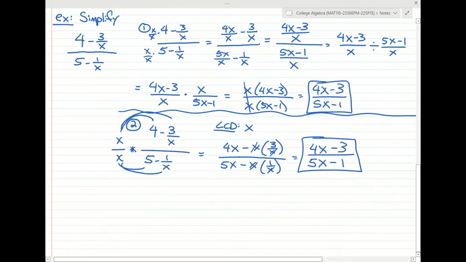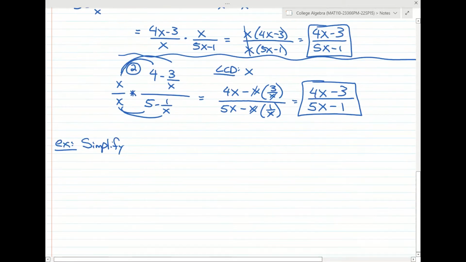Let's keep going. What if I ask you to simplify (3y + 4)/(y + 1) divided by (2y - 3)/y?